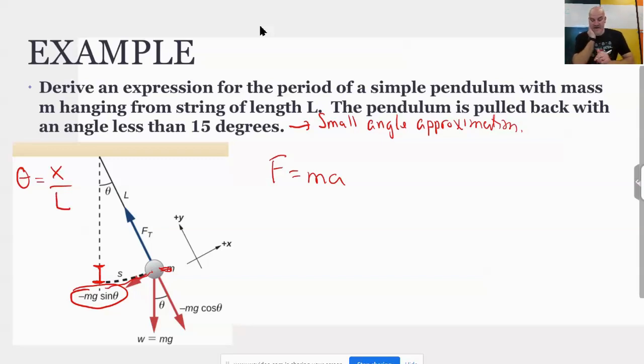Okay, so the only force acting again will be that negative mg sine theta. That is our restoring force for the pendulum. And then that's going to equal ma. But remember, from the last video, the conditions of simple harmonic motion tell me the acceleration is equal to negative omega squared x.